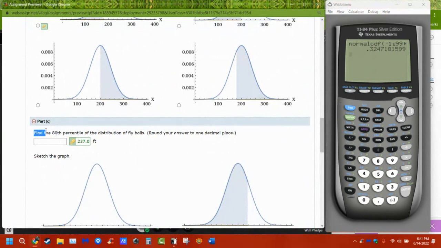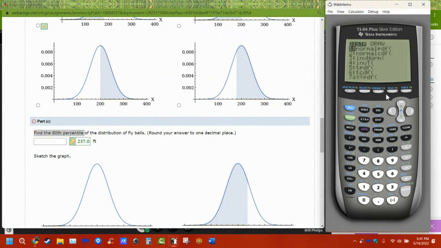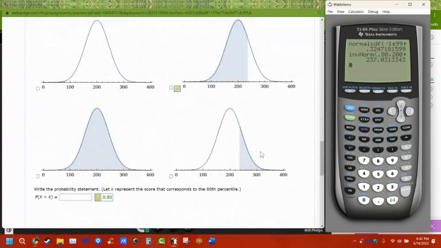And then here, if we want to find the percentile, that's when we use the inverse norm. Second distributions, inverse norm. We put in our area, which is the percentile, so 0.80, because it has to be a decimal between 0 and 1. And again, with our mean of 244, we paste, and that's going to give us our value. They want one decimal place, so 237.0. So that's how they find those things, and anytime they ask for that, that's what they're going to do.